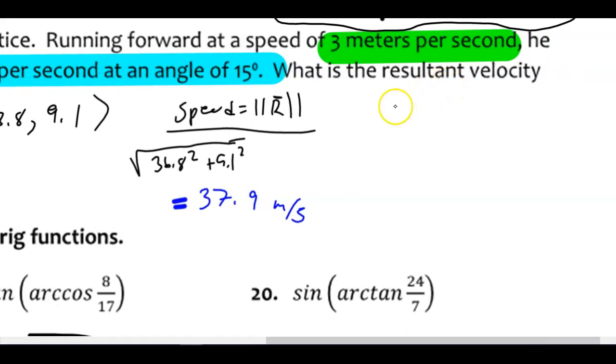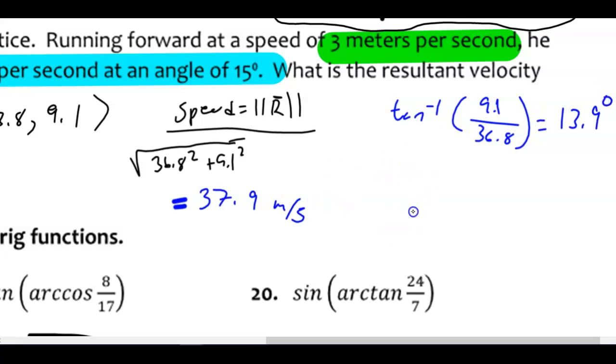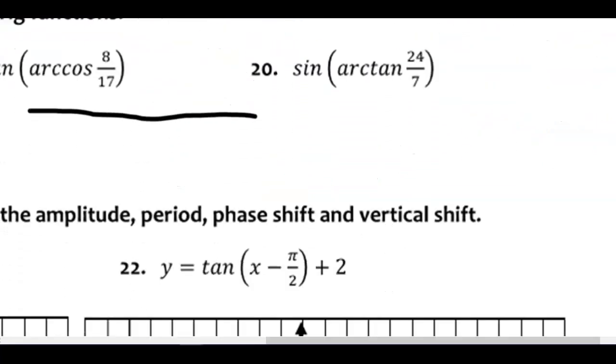And for our directed angle, remember you do tangent inverse of y over 36.8. All right, and that gave us 13.9 degrees. So, conclusion, our resultant velocity: 37.9 meters per second at an angle of 13.9 degrees. Sorry about that, I'm fumbling my words, please excuse me.